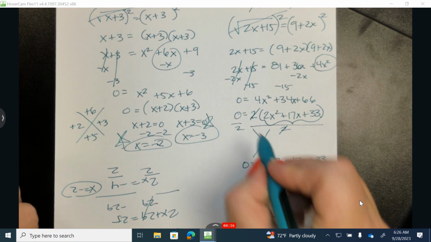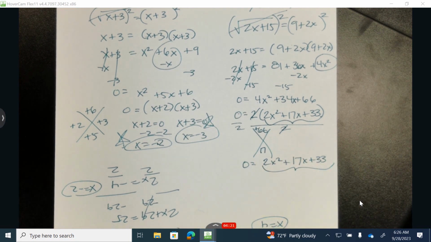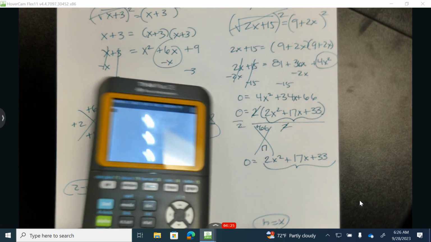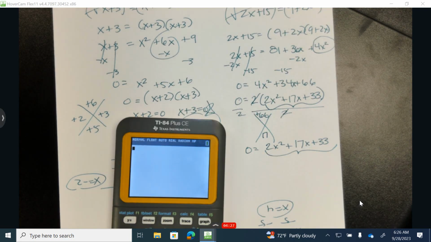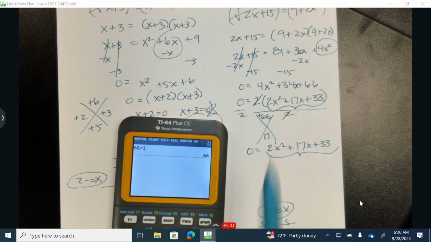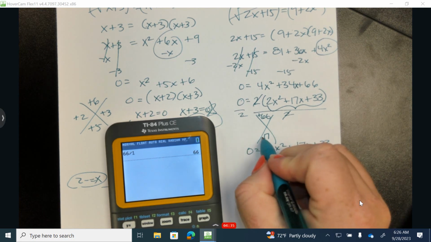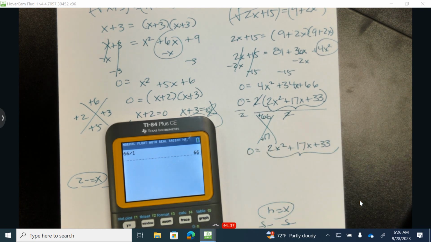Okay, 2 times 33 is positive 66. So I'm looking for 2 numbers that multiply to that. Remember, we can still solve if factoring doesn't work. And so I'm going to look at my combinations here. So 66 divided by 1. Okay, 1 and 66 does not equal 77. Also, notice they're positive and they're positive. So both terms that I have, if this is factorable, have to be positive.